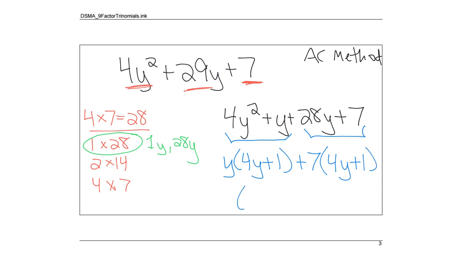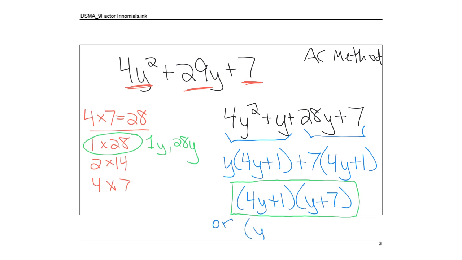So now I can pull the 4y plus 1 to the front, and I'm left with y plus 7. Hopefully you've seen enough of these factoring by grouping by now that I didn't have to draw the arrows. Again, we can write that the other way around. That is correct as well. We could write it as y plus 7 times 4y plus 1. Either way is correct.